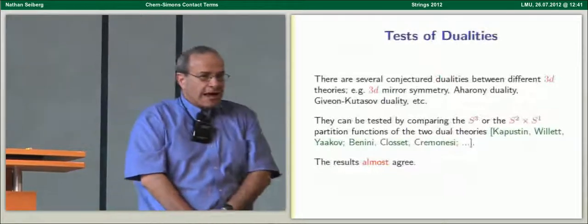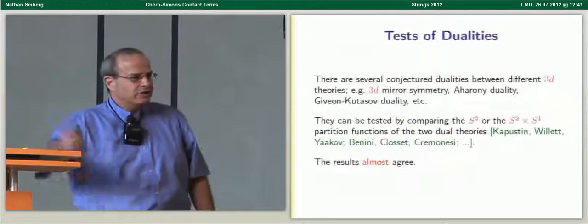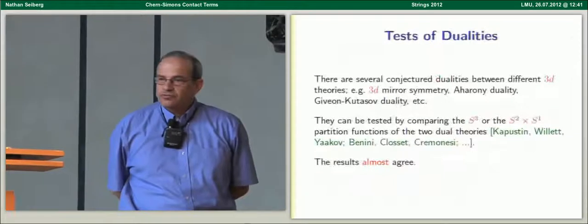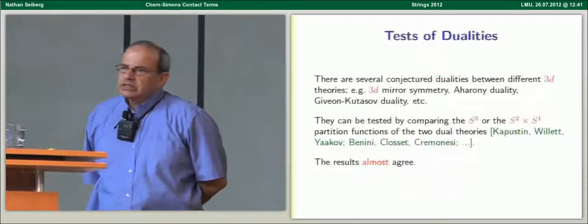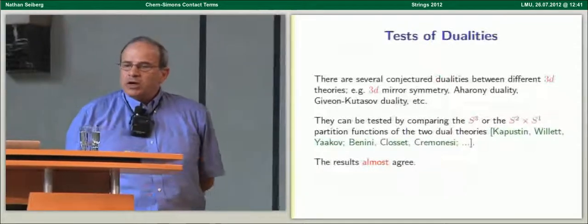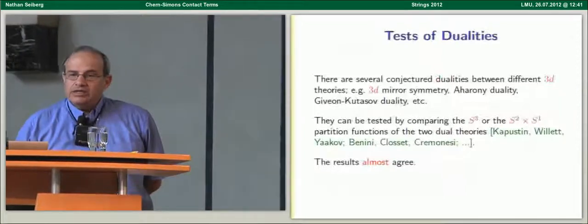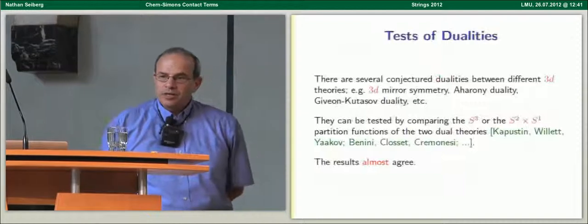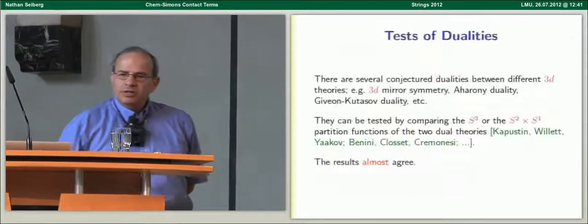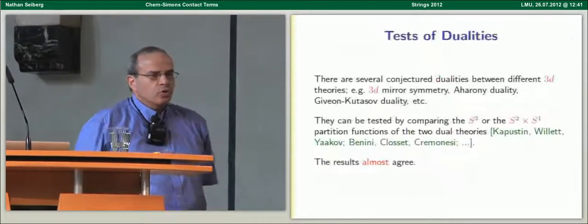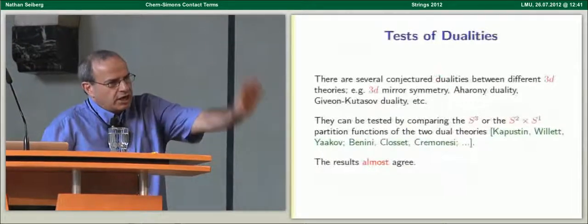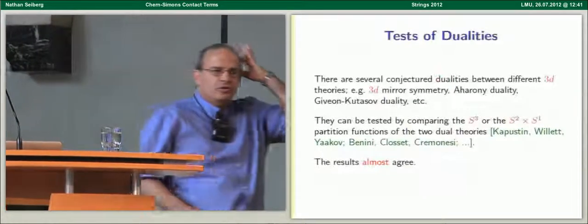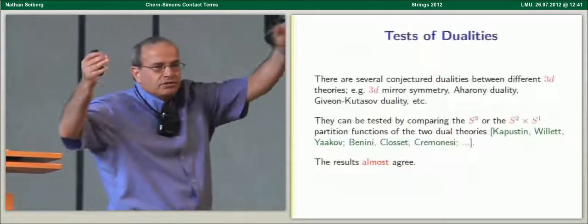So now I'll present an analog of that in 3 dimensions using the discussion I had so far. During the last year or 2, these dualities were tested by computing the S3 or the S2 cross S1 partition functions of 2 dual theories. This was done by these people and many others, and the results almost agree. So computing the electric theory, computing the magnetic theory, you get a horrible complicated function.